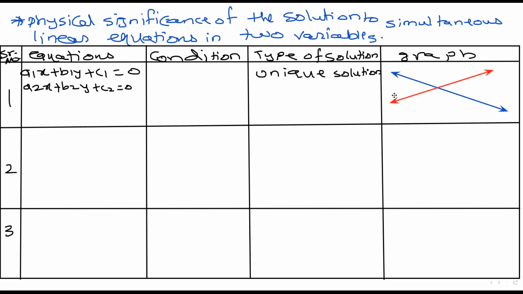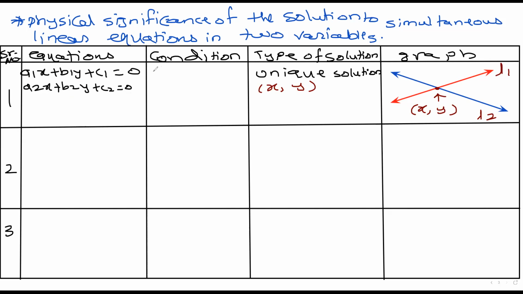This is line L2. So basically this point is x comma y, which is the solution. That is the solution. So this is line L1, this is line L2, which are represented. So what is the uniqueness about this? What is the condition for this?